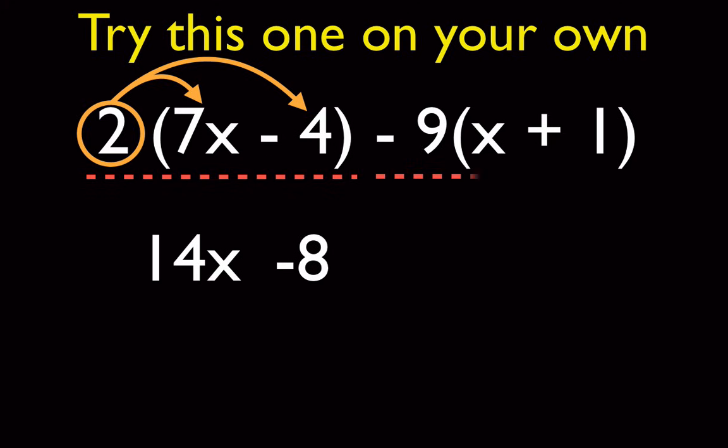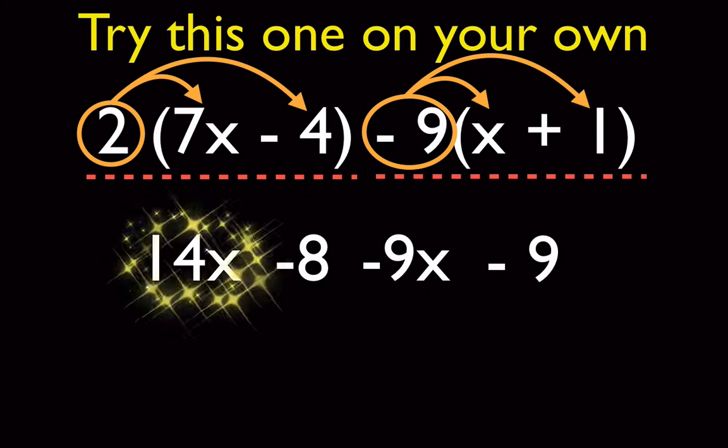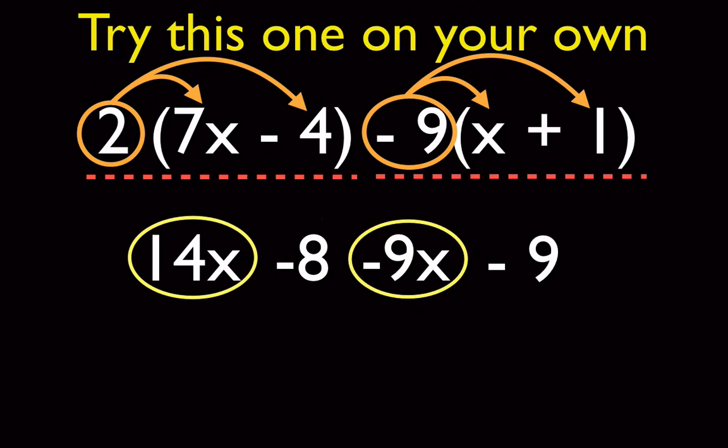On the other side, I want to make sure I remember that it's not just a 9, it's a negative 9. And I'm going to multiply both parts. And I'm going to get negative 9x minus 9. Okay, now we're at the combining like terms stage. I've got 14x and negative 9x. 14 minus 9 is 5. And negative 8 and negative 9 make negative 17.